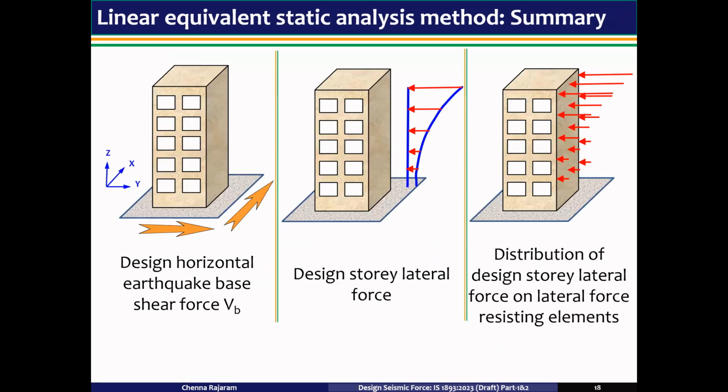In buildings whose floors are capable of providing rigid horizontal diaphragm action in their own plane, Vi can be distributed onto the various vertical structural elements in proportion to their lateral stiffness. If not, Vi shall be distributed in proportion to the mass from tributary floor areas. Here, the schematic diagram is given for the design horizontal earthquake base shear force and design story lateral force and distribution of the design story lateral force on lateral force resisting elements.